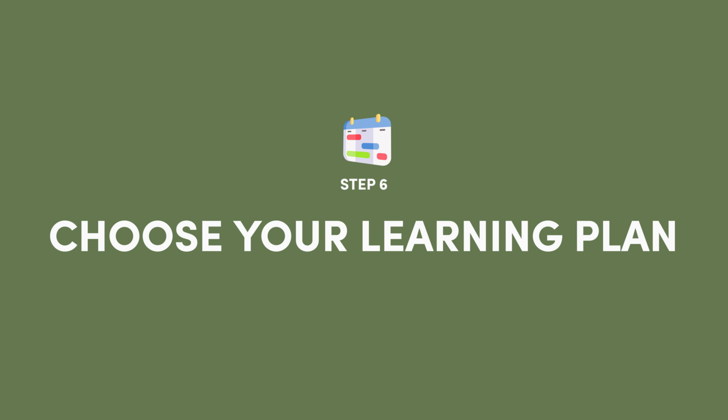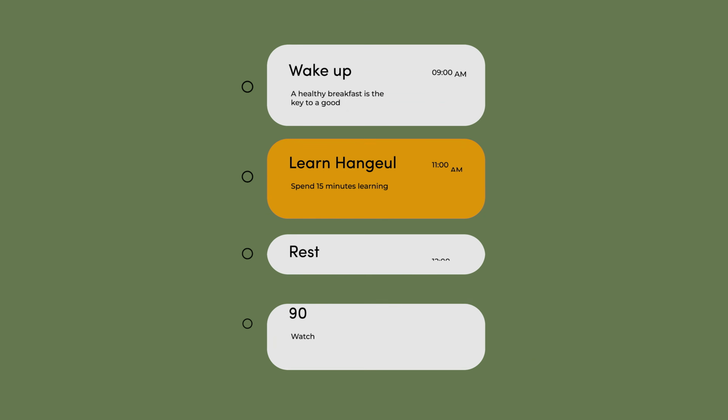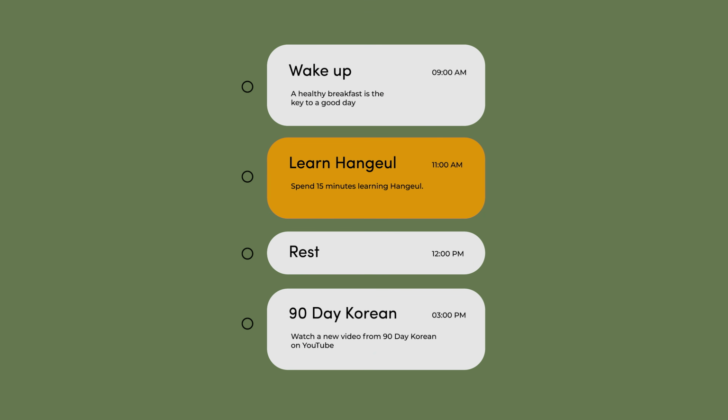Choose your learning plan. Now that you know the basics of Korean, you need a clear plan to stay on track. A learning plan is a simple way to organize how and when you study so you can make steady progress. It sets clear goals, like learning 10 new words each week or practicing speaking for 15 minutes a day. For example, you might decide to use a Korean app every morning, take an online class twice a week, or review flashcards before bed. Having a plan keeps you focused and helps you build your skills step by step.